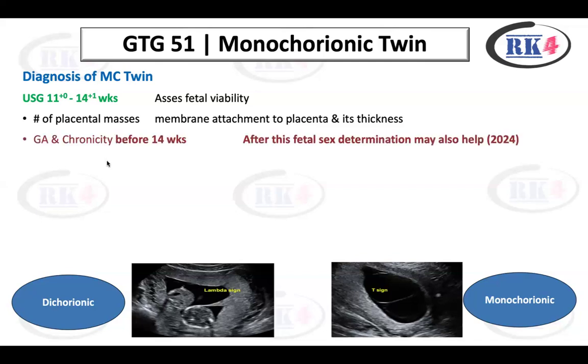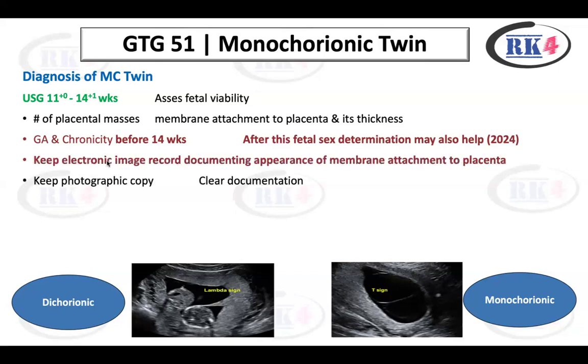So ideally, chorionicity and gestational age should be estimated before 14 weeks, because afterward it becomes difficult. Just in case a patient comes late, then you can do fetal sex determination, and if there is discordant fetal sex, then you can be confident that this is a dichorionic twin pregnancy, and that is incorporated as a new point in GTG 51. And they are really emphasizing keeping the electronic image and documenting the appearance of membrane attachment to the placenta. That's very important. You need to put it in the patient's notes.